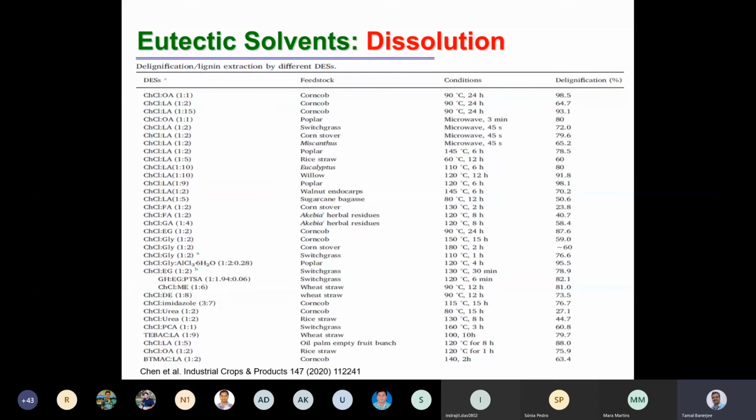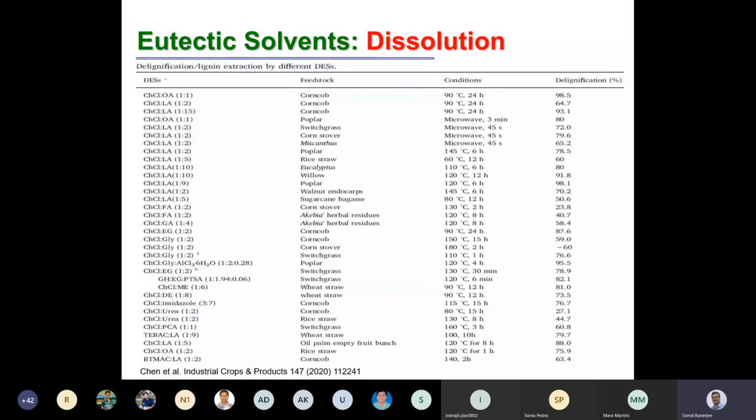But in my experience, you can use 110 degrees for 1 hour, and you can obtain a good result. But well, in Brazil I work with Brazilian wastes. So you have here many more wastes in this table.